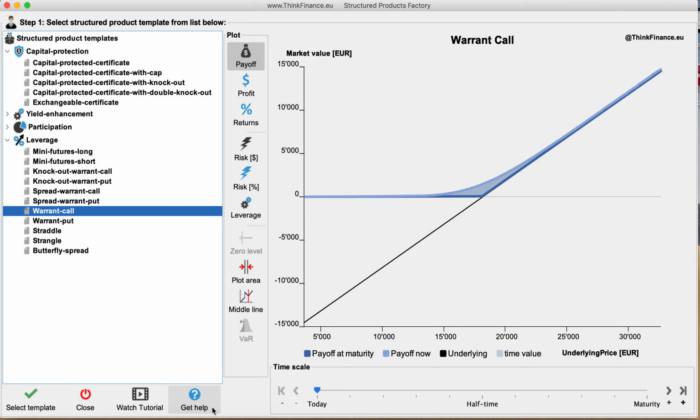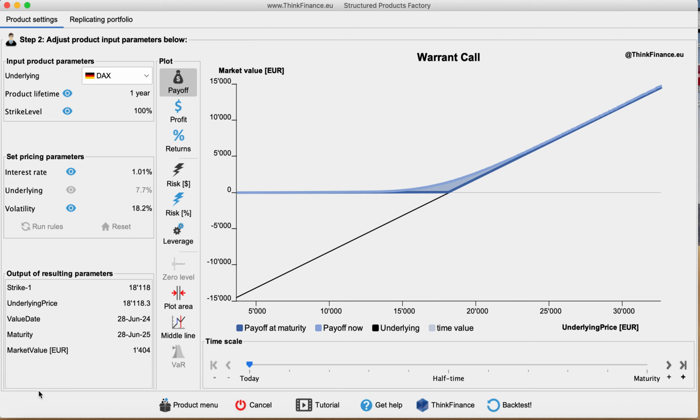Hello, in this short video I would like to discuss the time value of structured products. Let's start with a simple example, the standard call option. Generally speaking, the time value of a structured product is defined as the difference between the value of the product at issuance and the value at maturity.